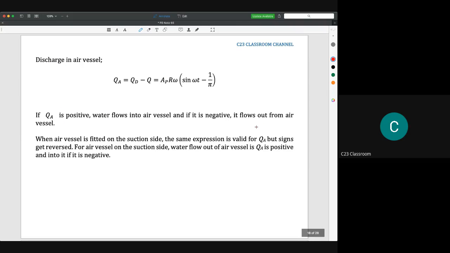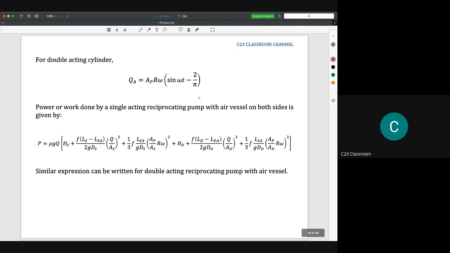And then this is another equation to calculate the discharge in the air vessel itself, but in our syllabus, we are not focusing on the flow rate inside the air vessel. We only focus on the flow rate in the delivery pipe. Okay, so this is for the double acting. I think you could read this one.